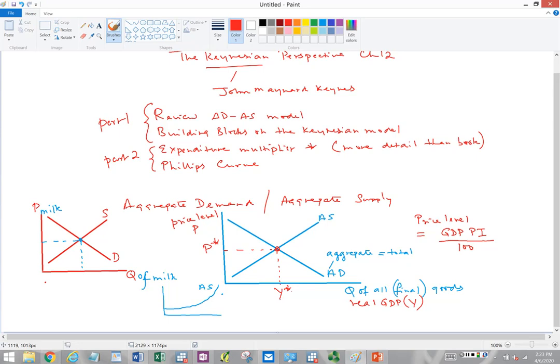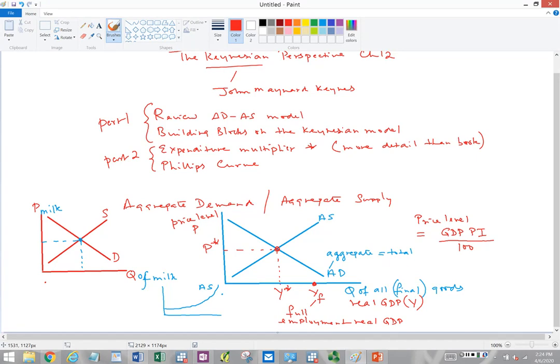Now in this horizontal axis we could also mark off full employment real GDP. Right? What is full employment real GDP? Well, that's the level of GDP that would be produced at full employment.